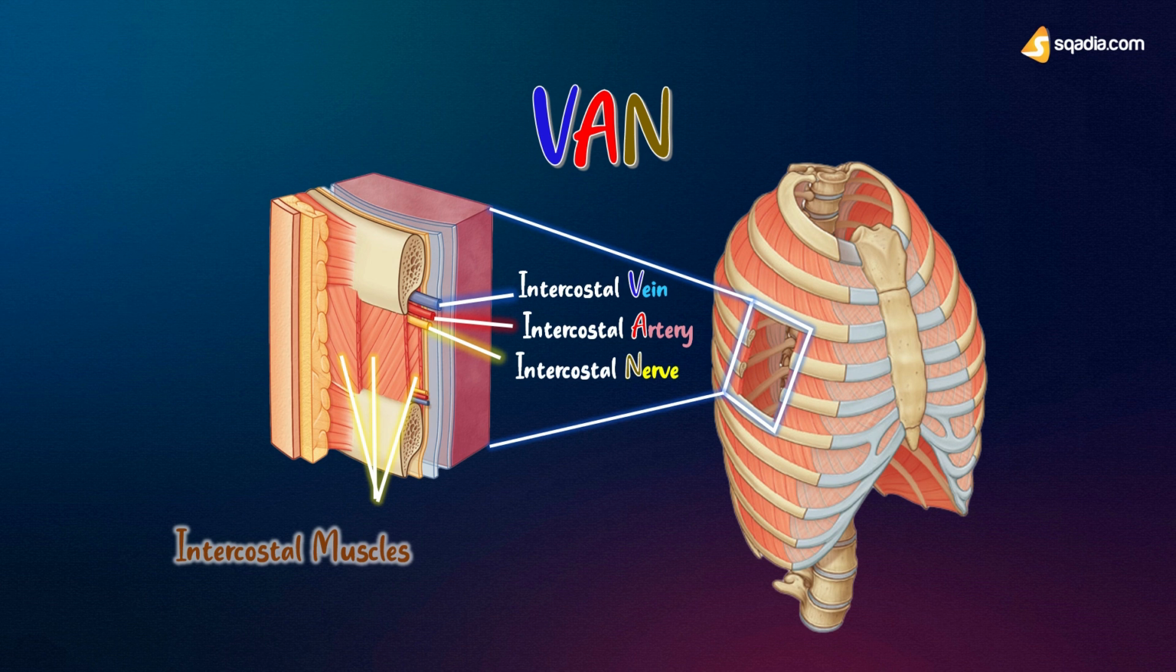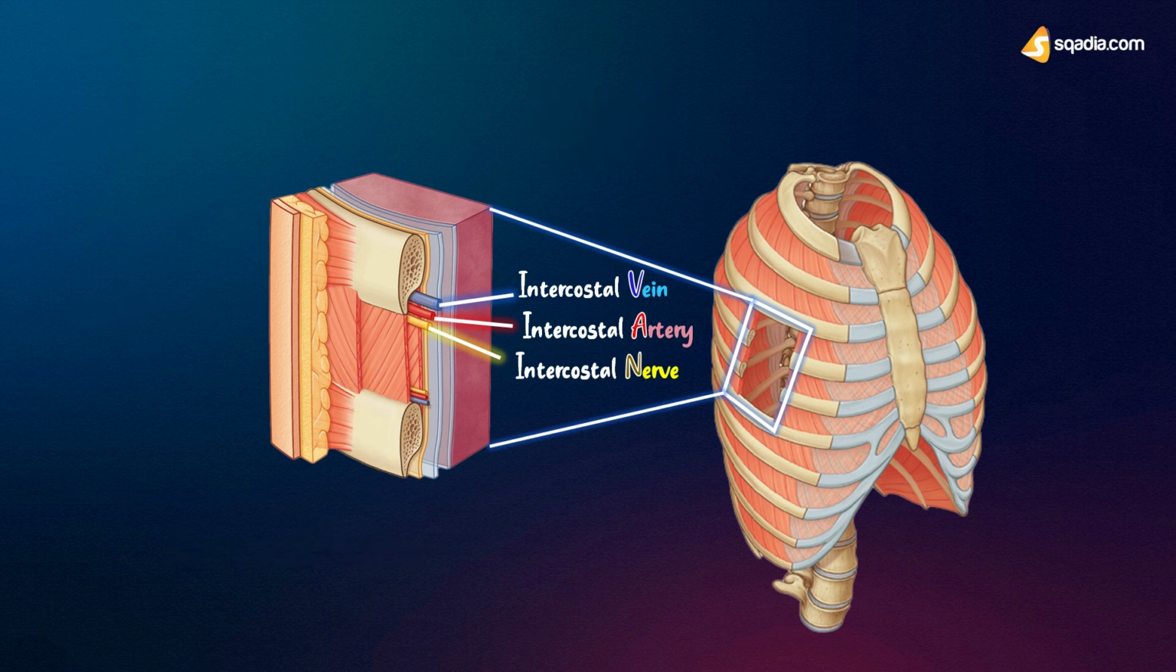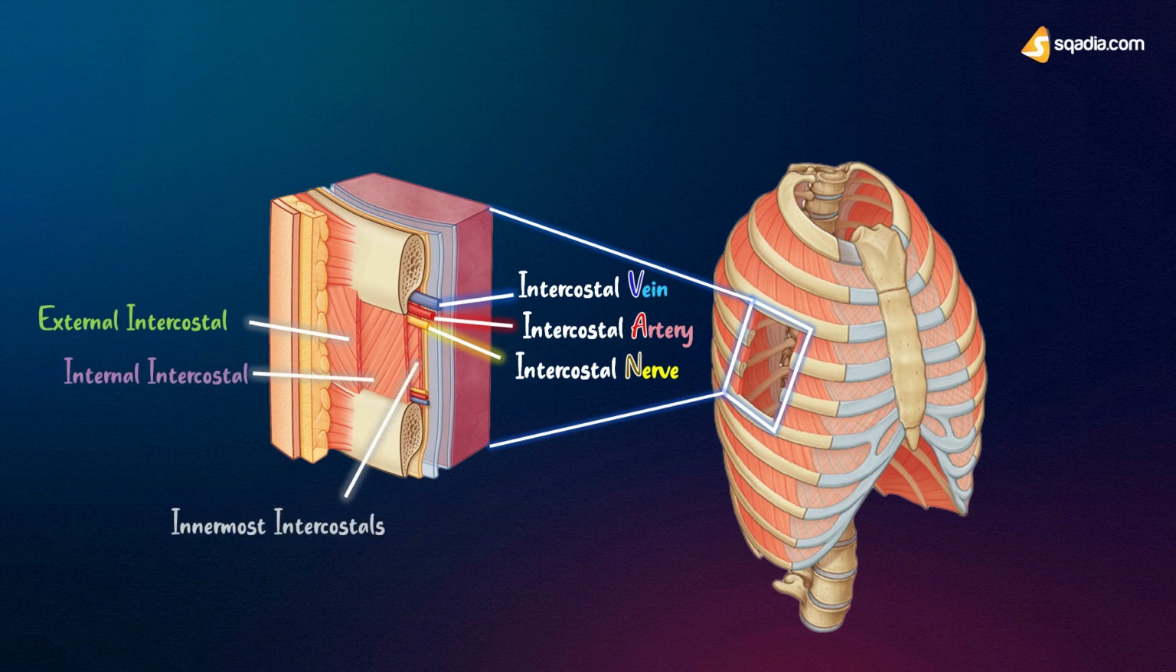The 3 layers of intercostal muscles I was talking about are the external intercostal muscles, this one, internal intercostal muscles, this one, and innermost intercostal muscles, this one.